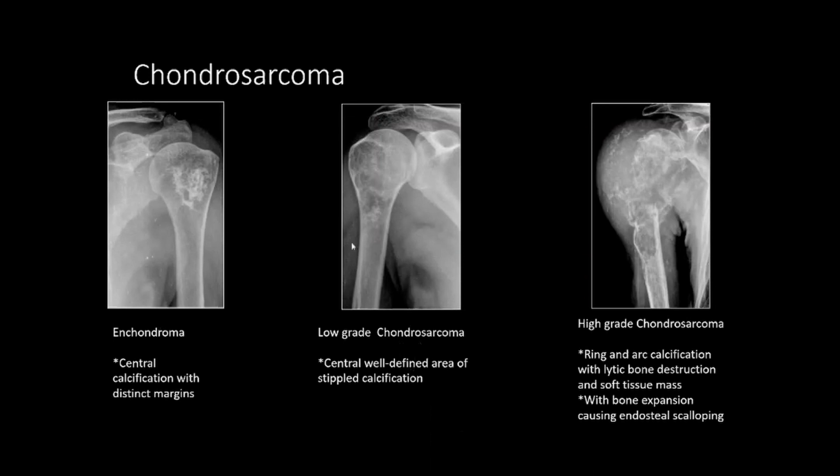I think it is a fair example now. You cannot complain. Okay, and this high grade chondrosarcoma, you can see that you cannot differentiate between this and this, only the age. Central well-defined area of stable decalcification, central calcification with distinct margins. But here you can definitely say that is a malignant tumor, chondroid matrix lucency with calcifications and large destructive soft tissue mass. Okay.